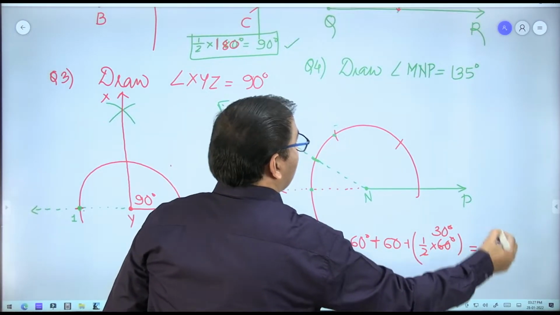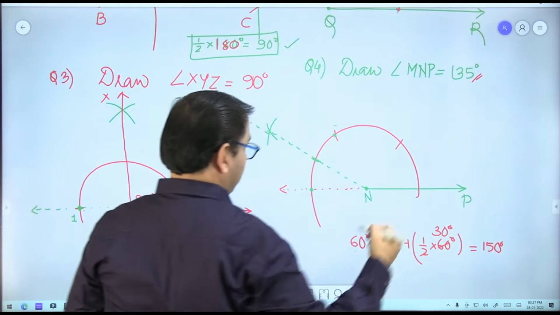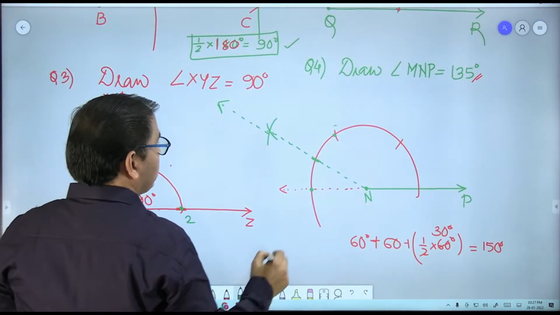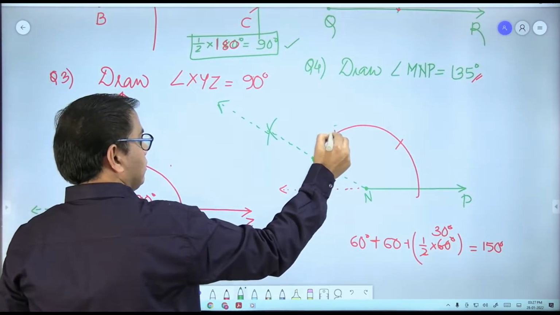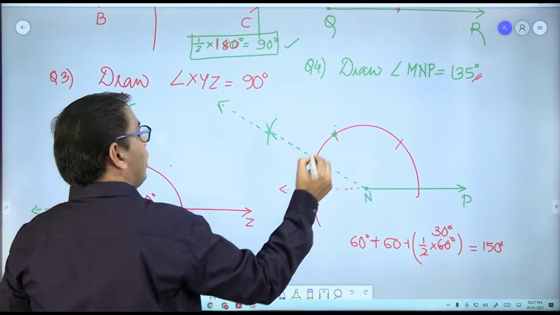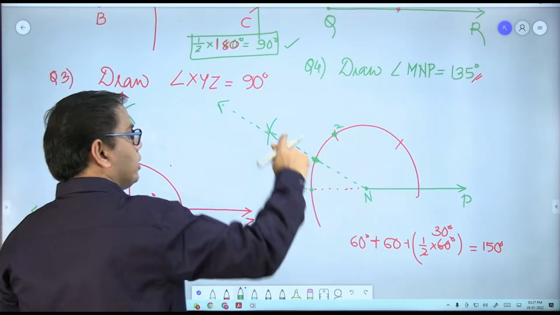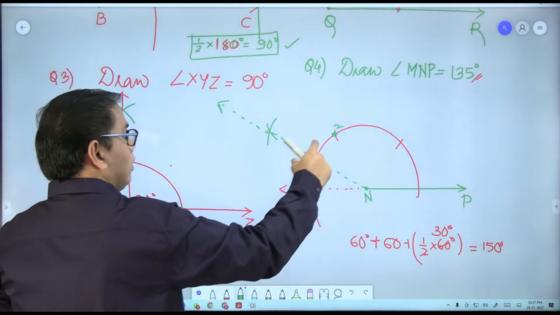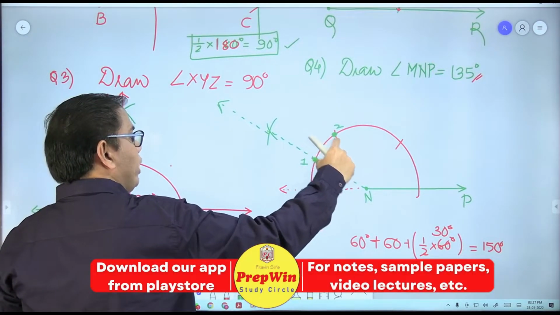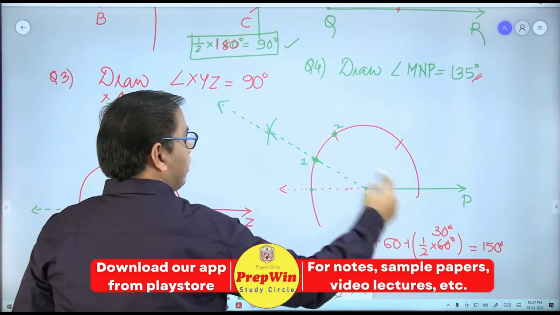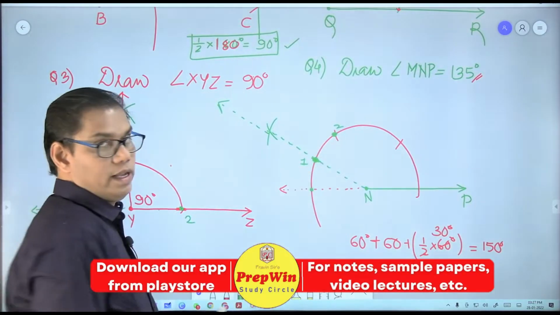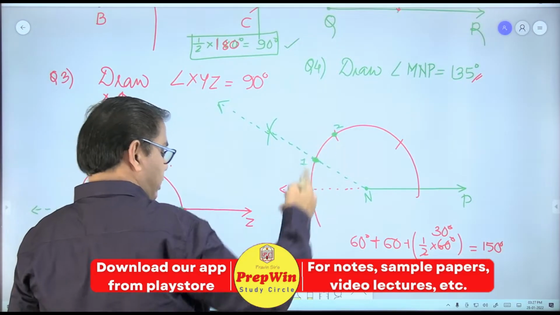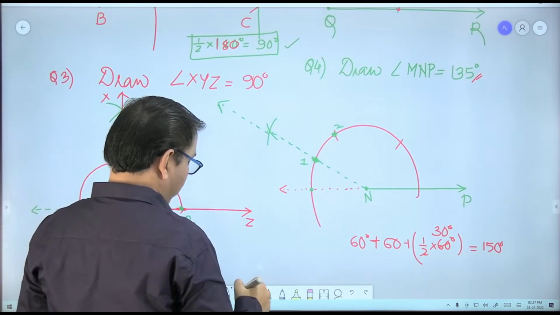I don't want 150, I want 135. So what I am going to do is, I'll bisect this also. Look at these 2 points. I'll write this as 1 and this as 2, so that I can draw an arc. Now between 1 and 2, we know that this angle is 30 degree. Why? Because this is half of 60. This 60 is divided into 30 and 30. Am I right? You can take this measurement on your compass.